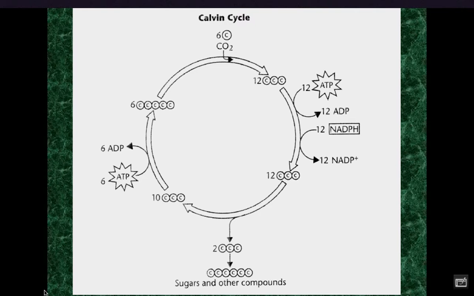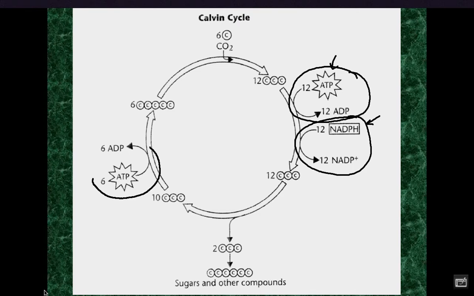So if we start at the top, you can see here that we've got 6 carbons of carbon dioxide coming in, and we're going to follow this around clockwise. And notice here we have ATP. ATP changes to ADP, so we're using that there. We also have NADPH here, and we're changing that back to NADP+. Both of those, remember, are going to go back to the light reactions and get recharged. Then we come around here and we actually have 6 more ATP that get used. So those are all the places in the Calvin cycle where we get ATP and NADPH used.